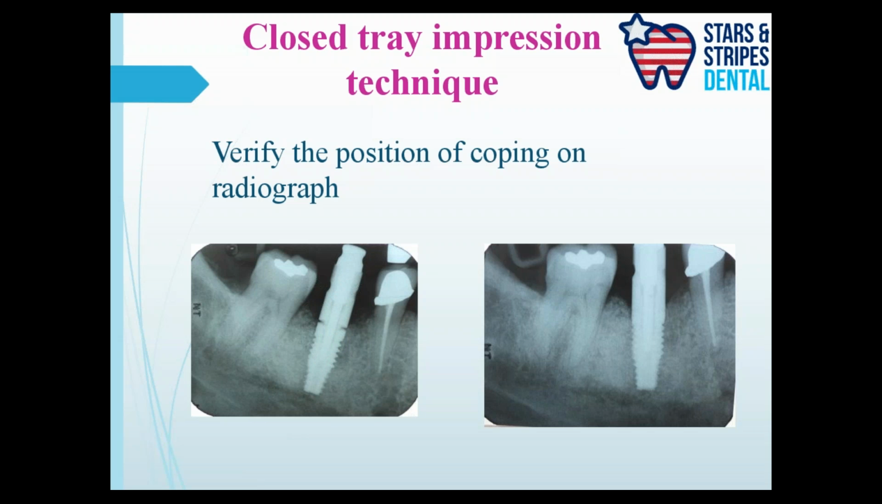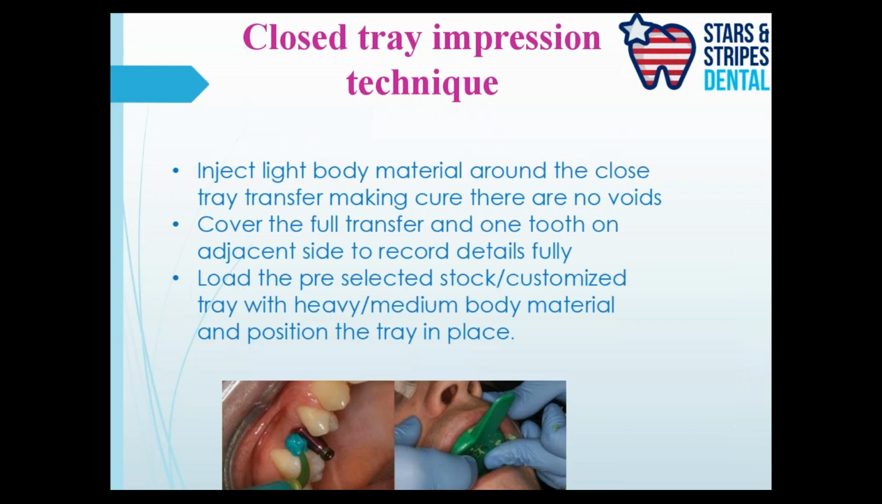So in this radiograph, it is not sitting correctly. So then I have to reseat the coping, redo the radiograph, and make sure now that it is sitting correctly. Now you can see it is completely flush. You cannot find out where the coping ends and the implant platform starts. This is how it should be. So once you verify that on X-ray, then you move ahead.